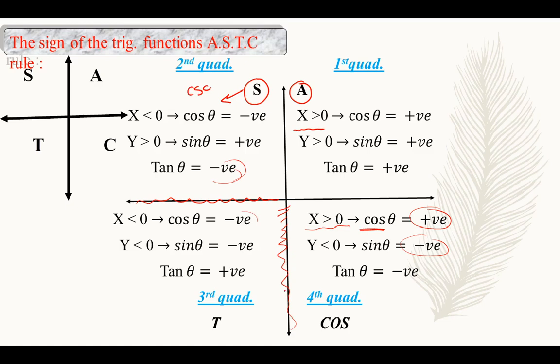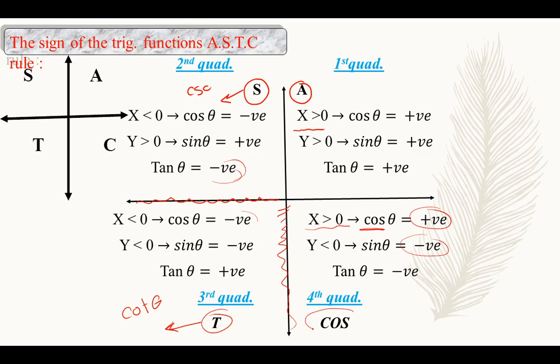In the third quadrant, tan and its reciprocal are positive. Both of them are positive. Tan and its reciprocal, which is cotan theta, are positive. Tan and cotan are positive, and the rest of the trigonometric functions will be negative.